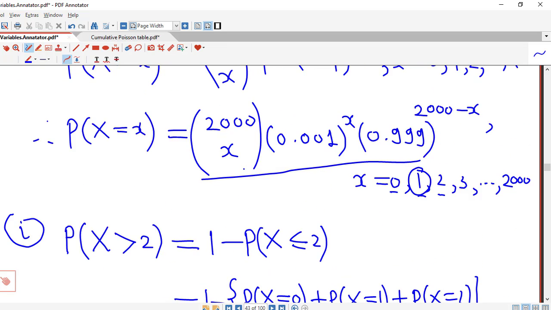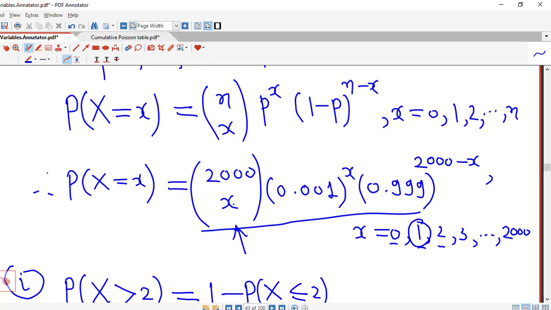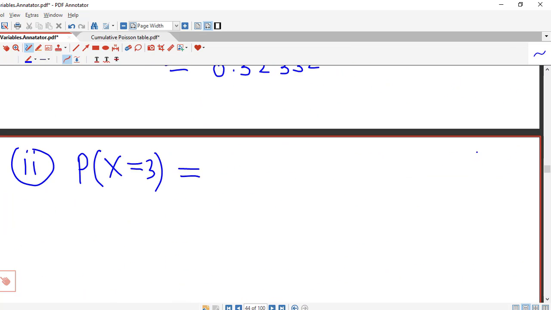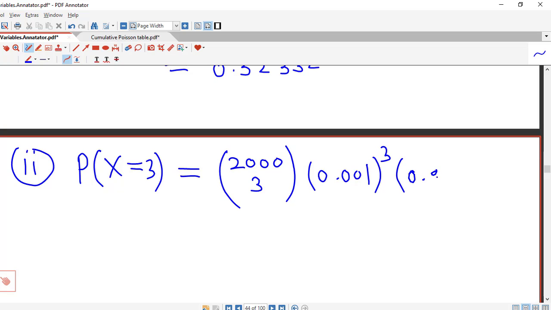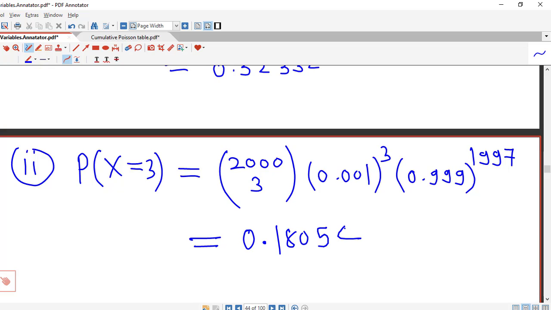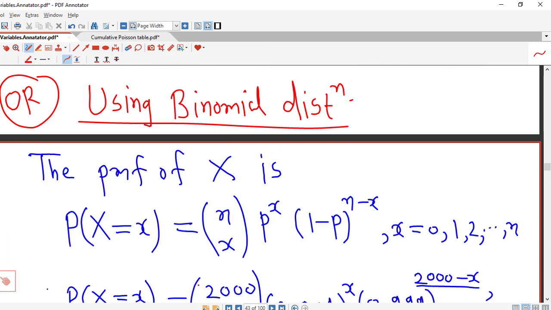So that we can calculate using this. For small x equal to 3, we have 2000C3, 0.001 to the power 3, 0.999 to the power 2000 minus 3, that is 1997. Using a scientific calculator I obtain this as 0.18054. So these two answers we have obtained using binomial distribution, and we compare both the answers to check how good the approximation is.